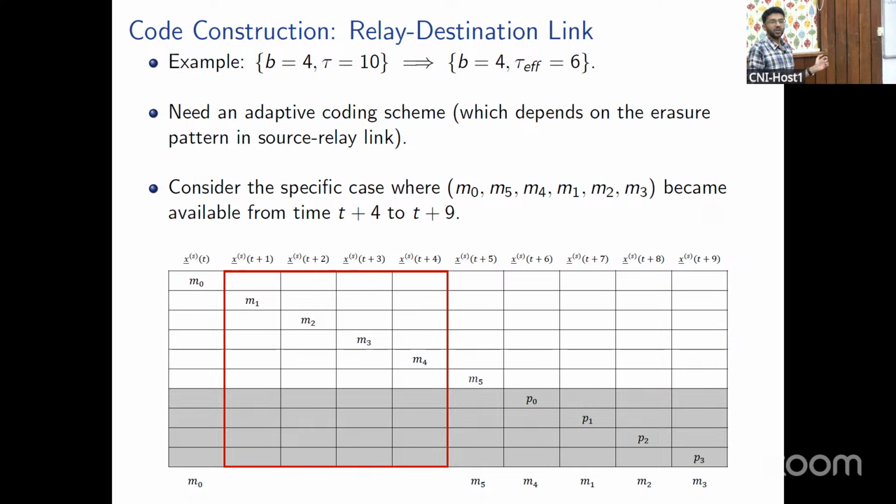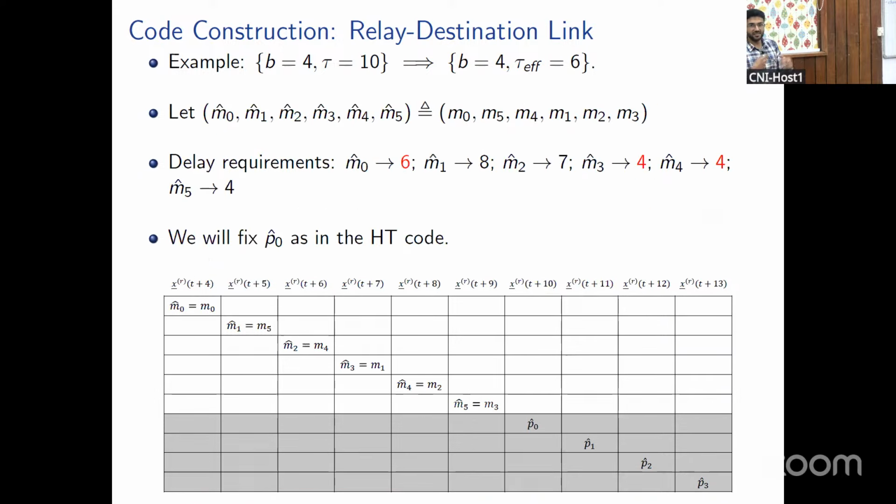Because assume the burst happened here, then I don't have anything to transmit anyway. So because of that, I will shift all the transmissions in the relay by 4. And anyway, I'll be keeping on getting symbols to transmit. So from T+4, I'm going to transmit a new code with these new information symbols: M0, M5, M4, M1, M2, M3.